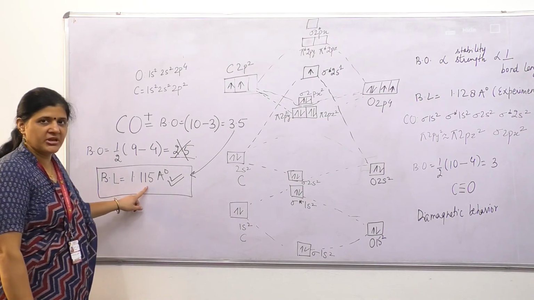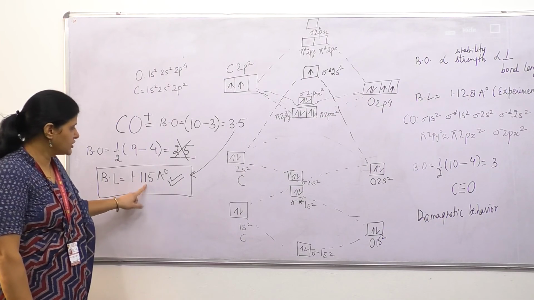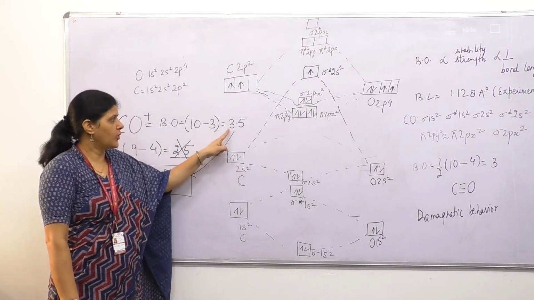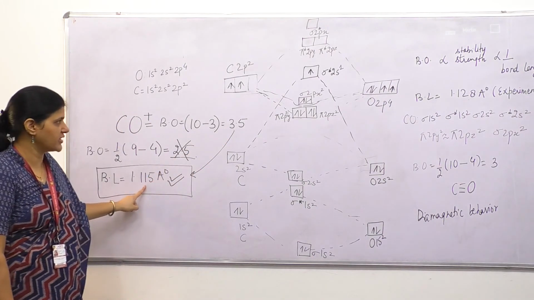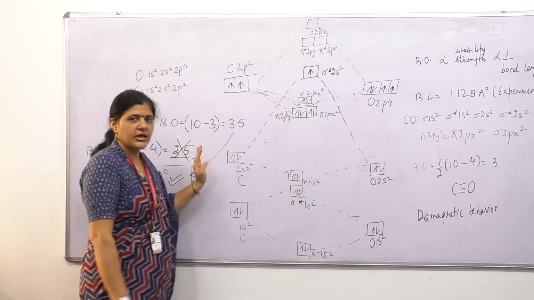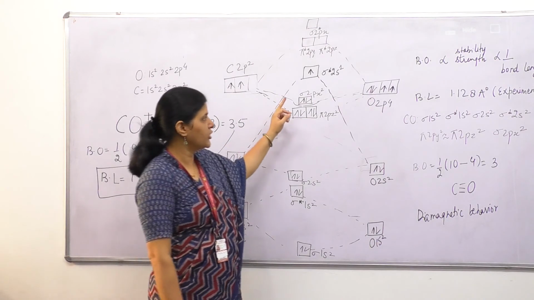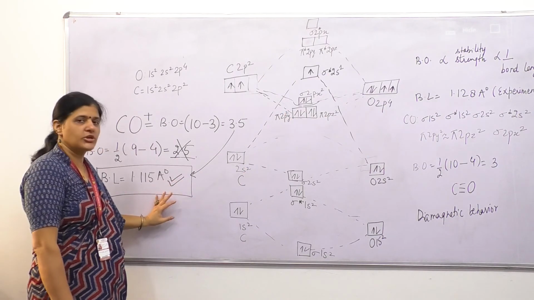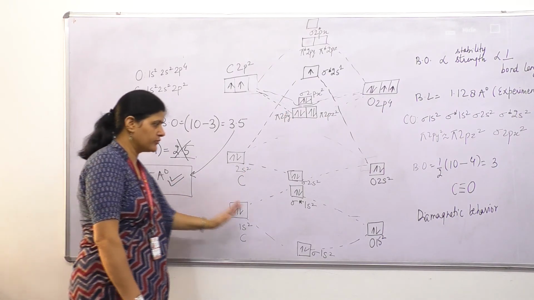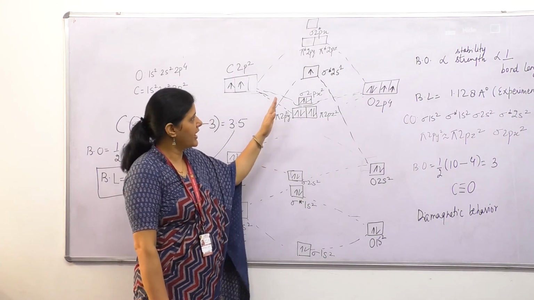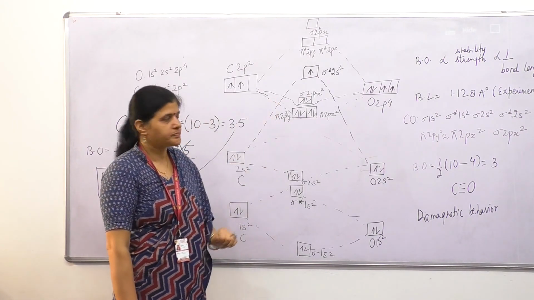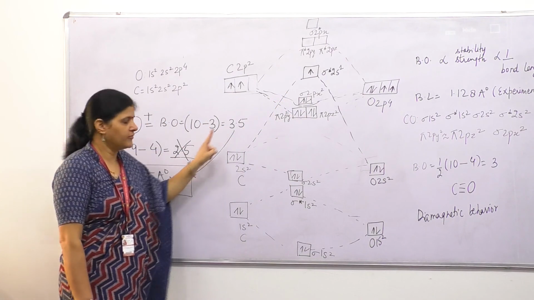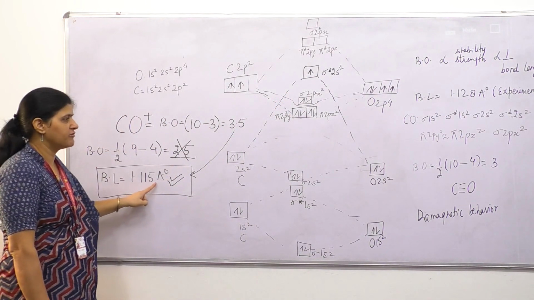Bond length has been determined experimentally, and this bond length shows that bond order is increasing. So bond order has increased and bond length has decreased. So for CO plus, the electron will be removed from the anti-bonding orbital, not from the bonding orbital. This is the diagram of CO plus molecule. We can write the configuration of the molecule now. The molecule has paramagnetic behavior now because it has one unpaired electron, and it has bond order 3.5 and bond length 1.115 angstrom.